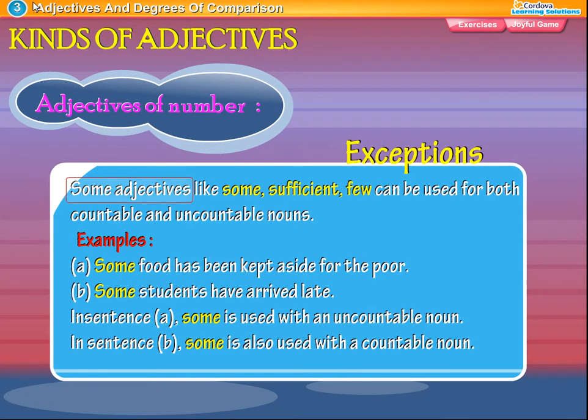Exceptions. Some adjectives like some, sufficient, few can be used for both countable and uncountable nouns. Examples: some food has been kept aside for the poor. Some students have arrived late. In sentence A, some is used with an uncountable noun. In sentence B, some is also used with a countable noun.